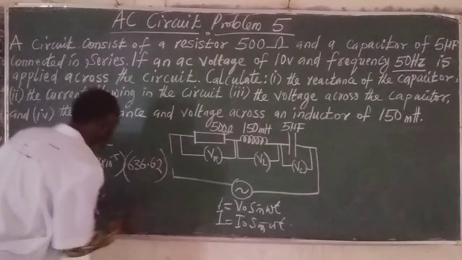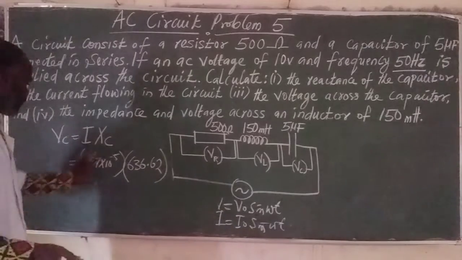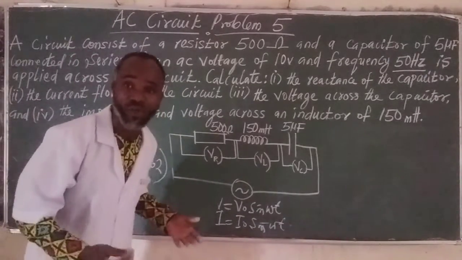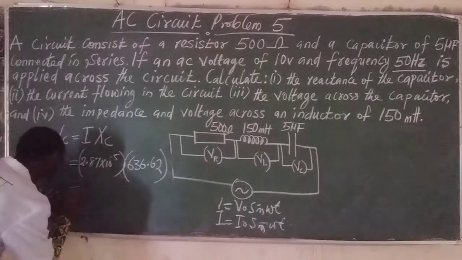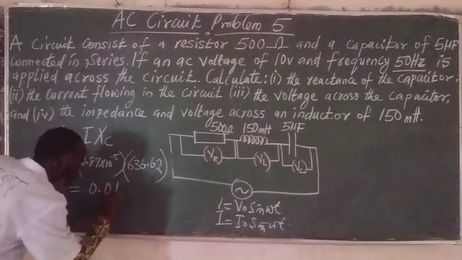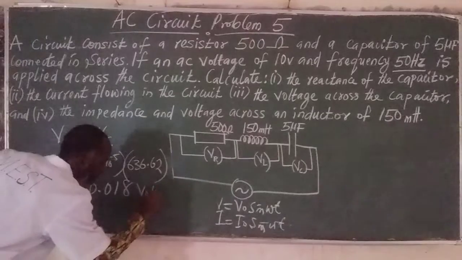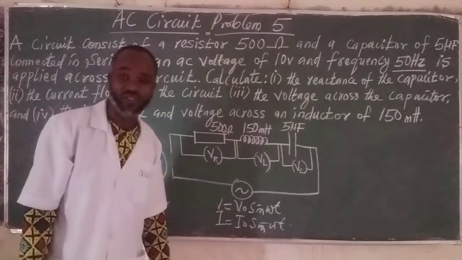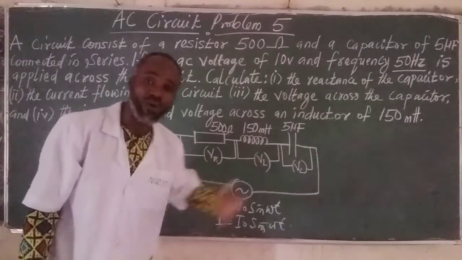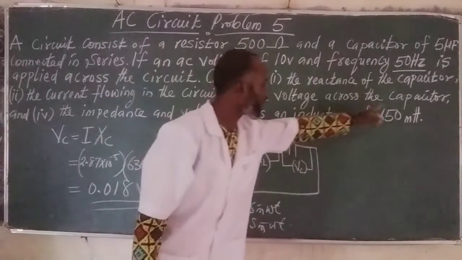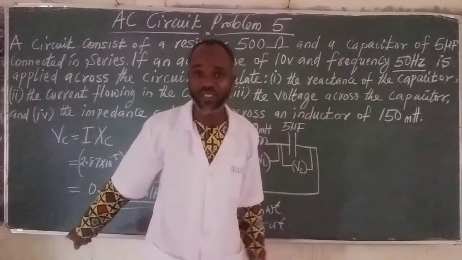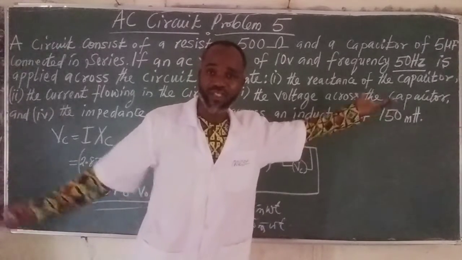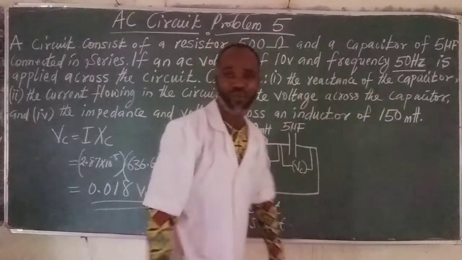If we multiply the 636.62 ohms by the current, we're going to have 0.018 volts. This is the value of the voltage across the capacitor. That's solved. Then let's see what happens next.